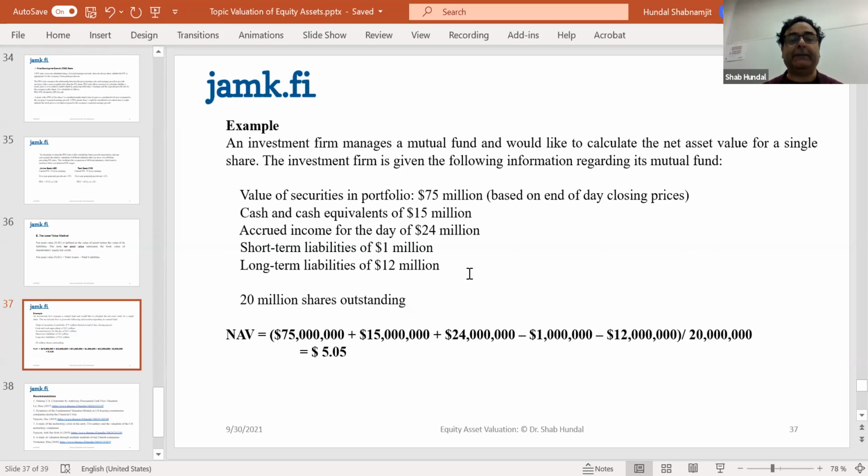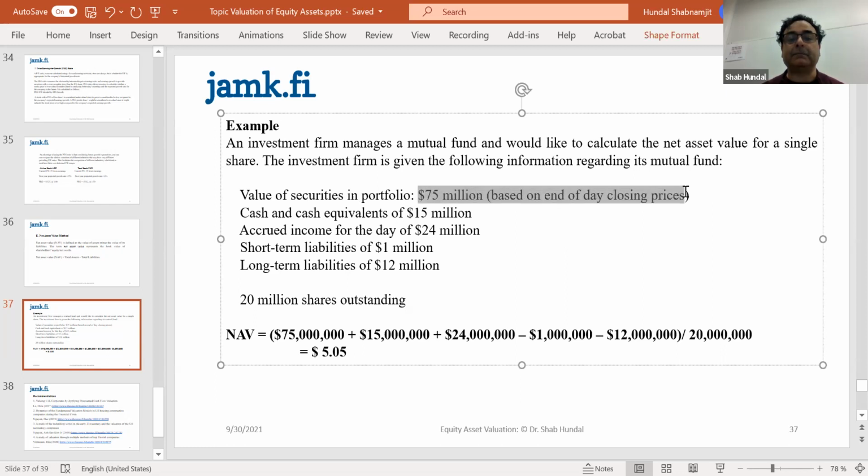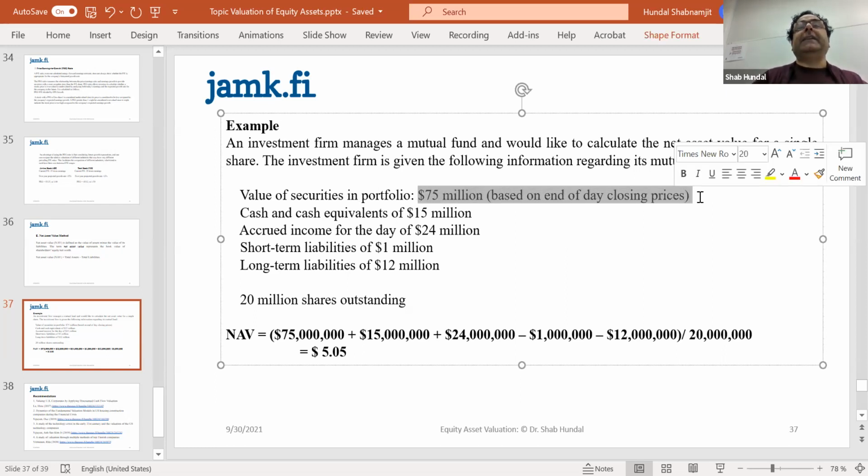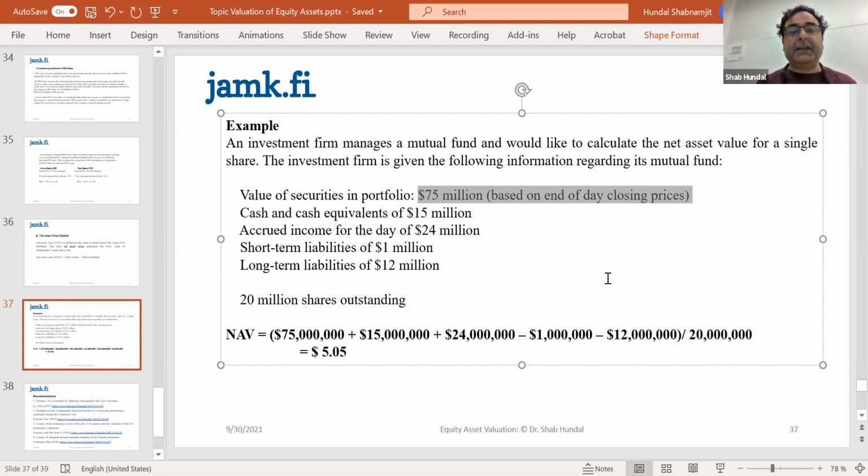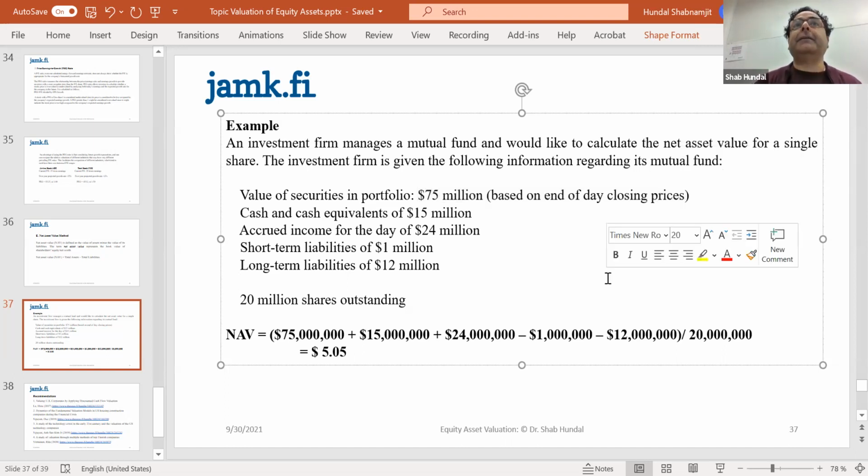A company has a portfolio of 75 million. There's a company, and this company has invested a lot of money, and the value of its portfolio is 75 million. Please tell me, is it a company's asset or liability? Investments are always assets. Financings are always liabilities. The cash and cash equivalents is 15 million. Cash, asset or liability? Asset. What is called cash equivalents?